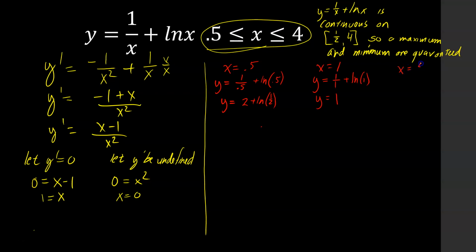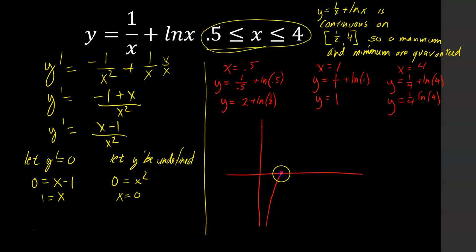So using x equals 4, y is equal to 1/4 plus the natural log of 4. I guess that's all I can do, 1/4 plus the natural log of 4. You could get out your calculator, but I don't think you need to. Well, maybe if you know the graph of natural log of x. Let's think about that graph.